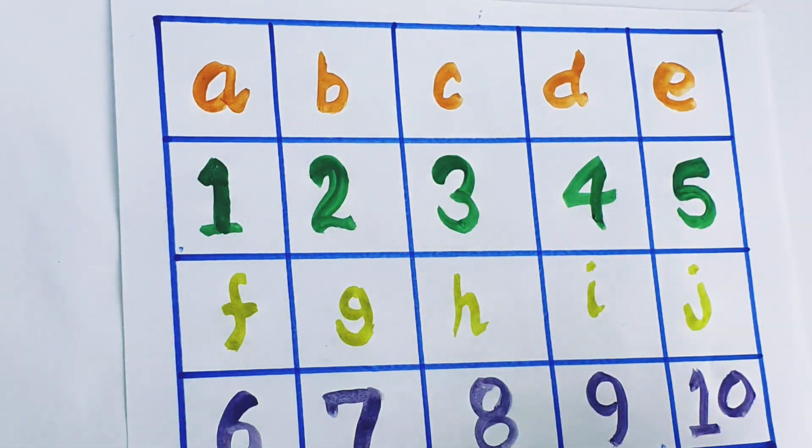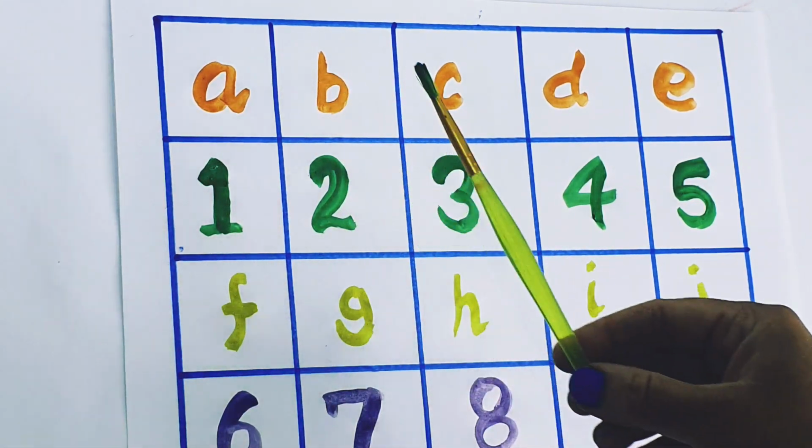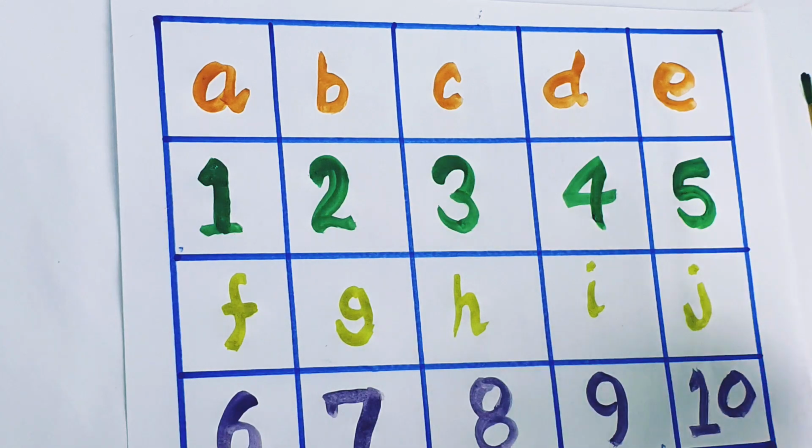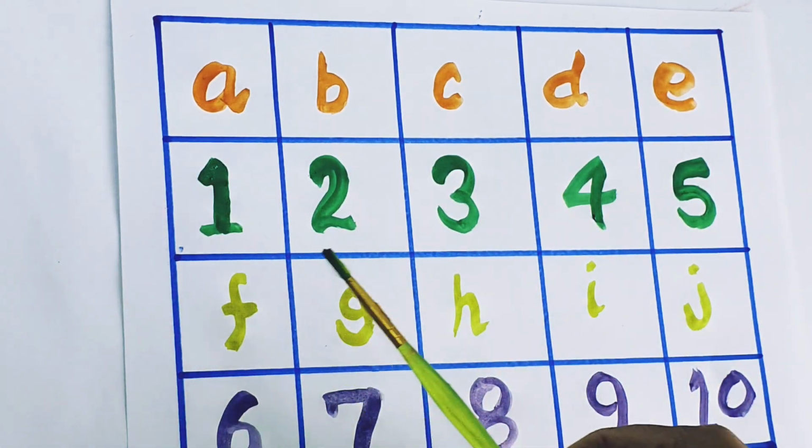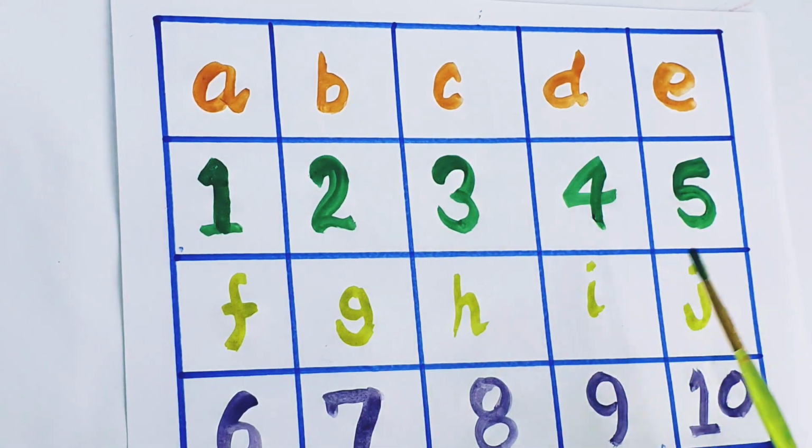We learn orange color, green color, yellow color, purple color, A, B, C, D, E, F, G, H, I, J, 1, 2, 3, 4, 5, 6, 7, 8, 9, 10.